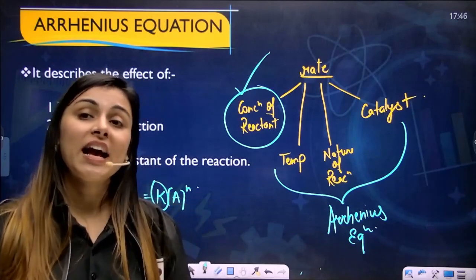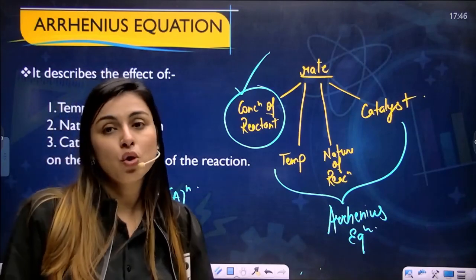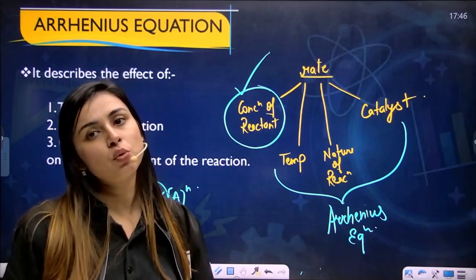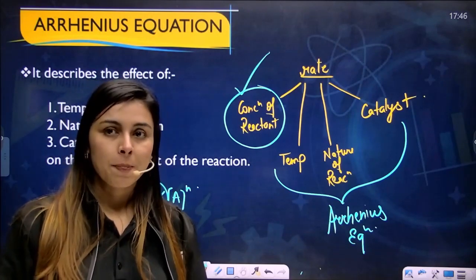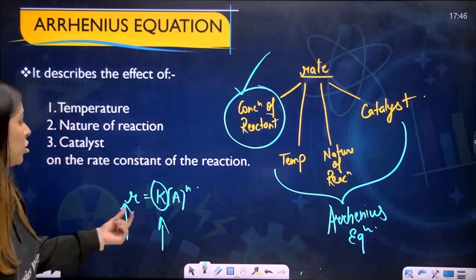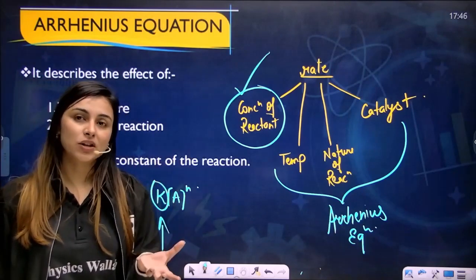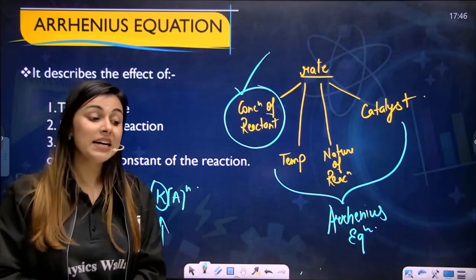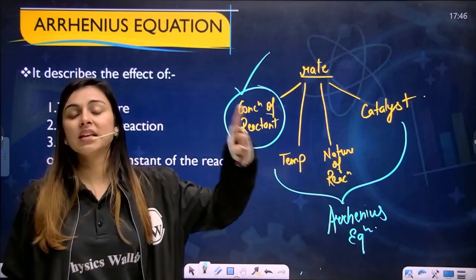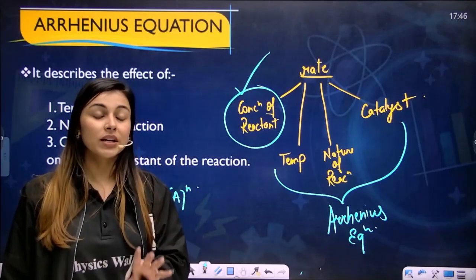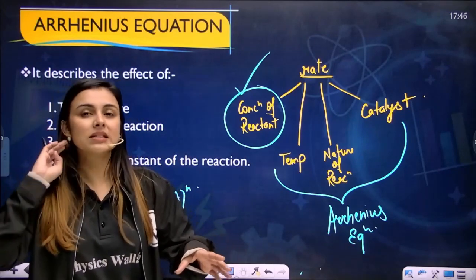So your rate actually depends on the rate constant. The more the rate constant, the more will be the rate of the reaction. I hope you're clear with this. So this is how your rate of reaction depends on the rate constant. And now, rate constant is actually dependent on these three parts.